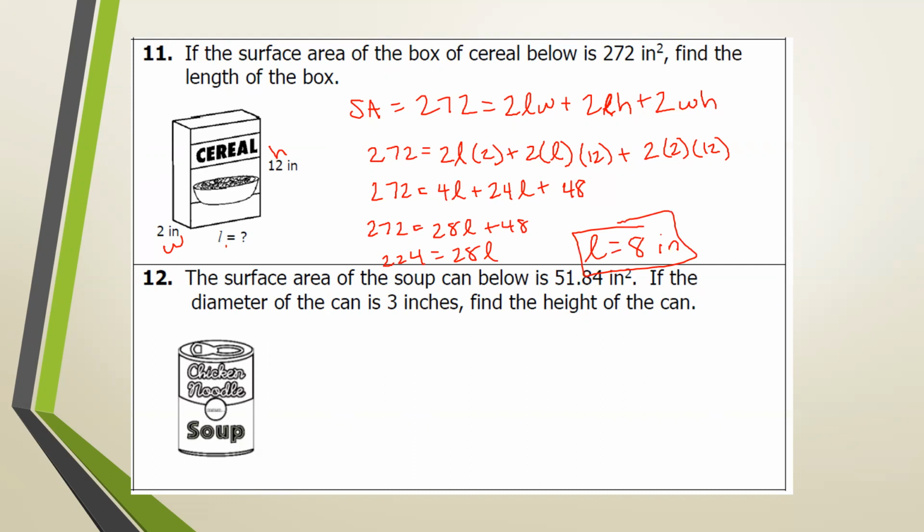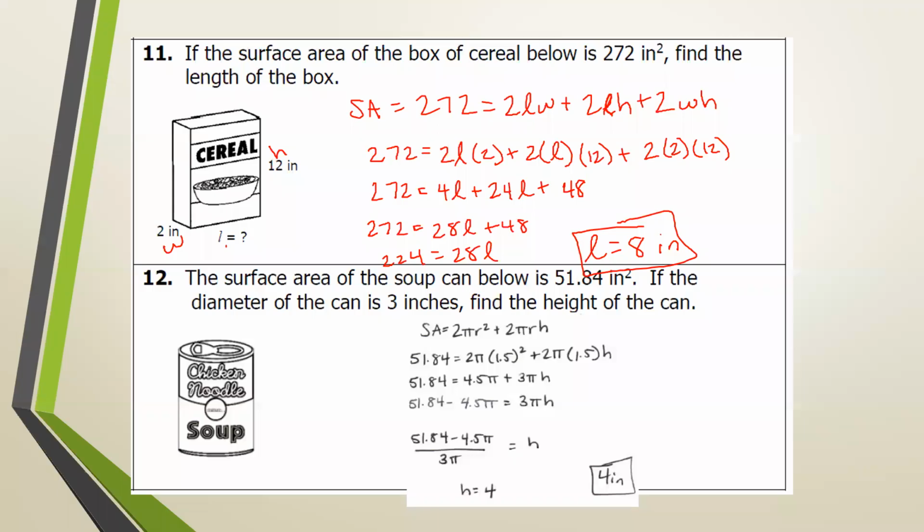Okay, and number 12, you have a soup can. The surface area of the soup can is 51.84 inches squared. The diameter of the can is 3. What's the height? Can you figure it out? Try that now. So you should have gotten the height of your can is about 4 inches.